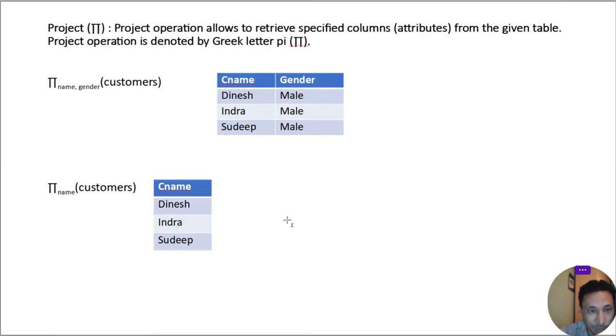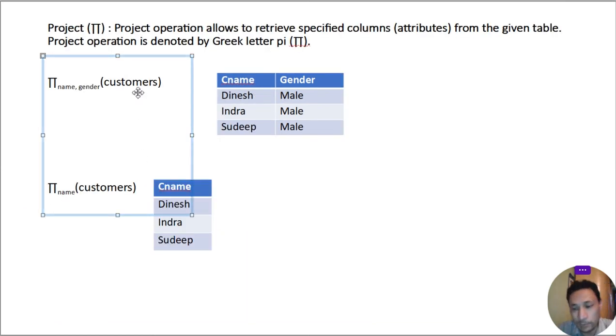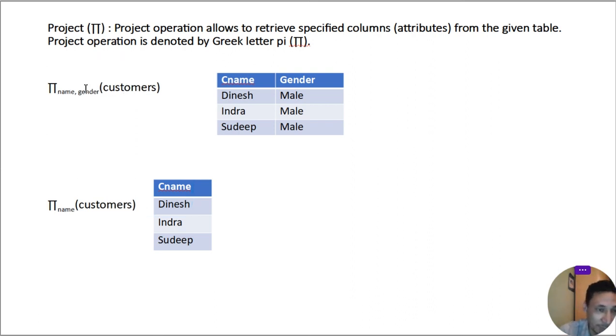Now let's move to another operator, that is the project. Project operator allows us to retrieve specified attributes or columns from the given table. Project operator is denoted by the Greek letter pi. So here the first example is given where name and gender of customers are retrieved. Just specified attributes, if you want that, in that case we will be using the project operator. So the result of this operator is cname and gender. Name and gender of customers are specified.